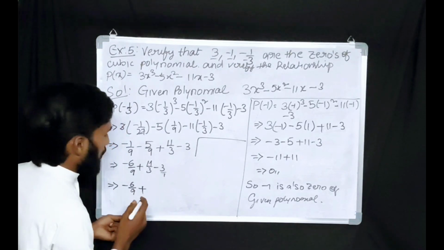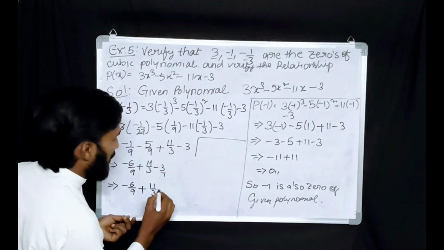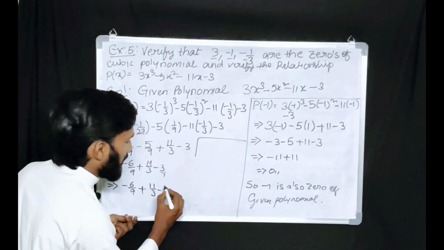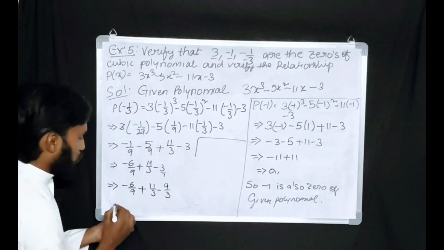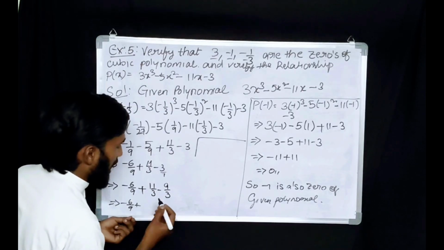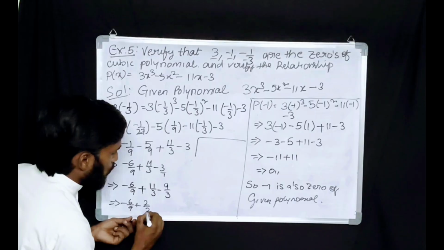3. So here in 3 table 3 how many times? 1 time, so 11 by 3. In 3 table 3 how many times? 3 times, 3 into minus 3 is minus 9 by 3. So minus 6 by 9 plus 11 by 3 minus 9 by 3, nothing but 2 by 3.